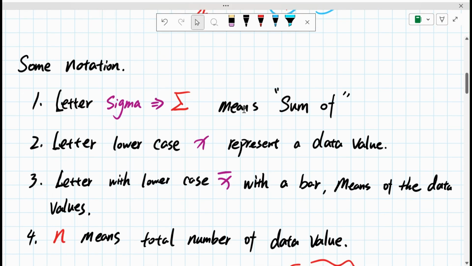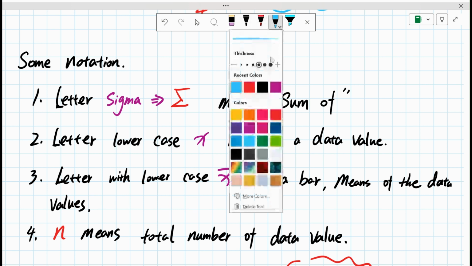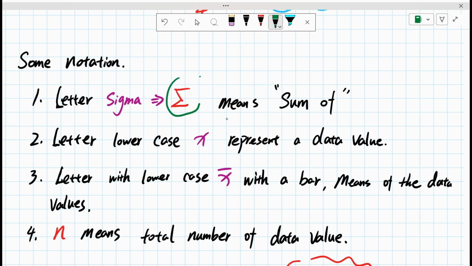Some notation is very important for you to understand, so you know what is going on with the symbols. The first one is called sigma. Sigma means the sum of. It looks like a capital E, but it is actually different. That's what sigma looks like.